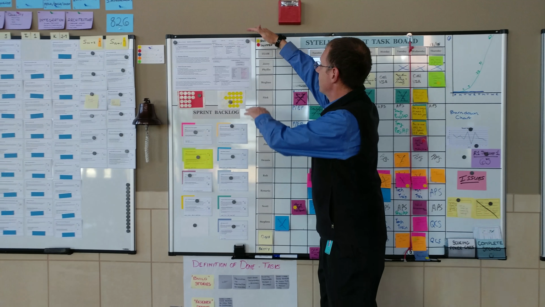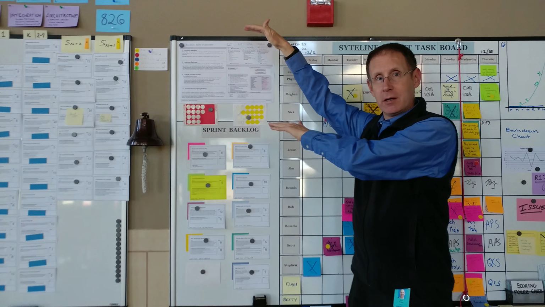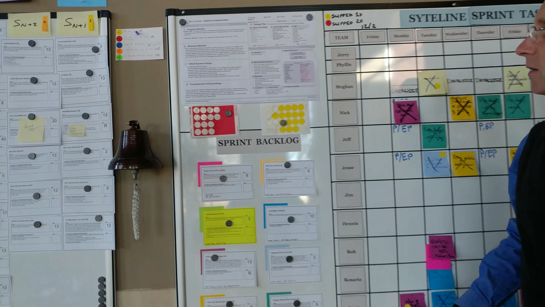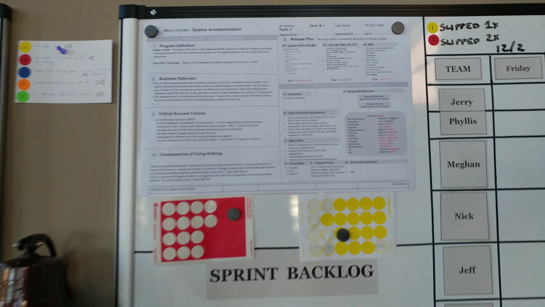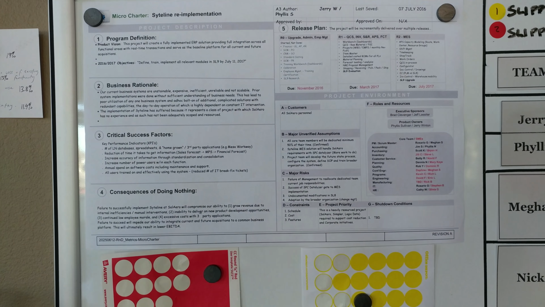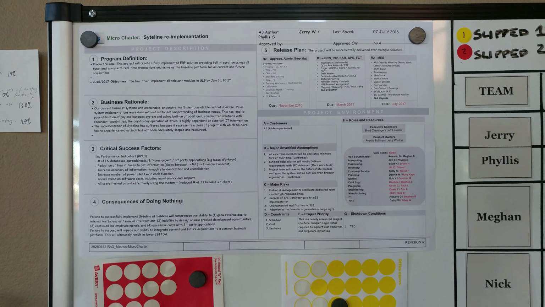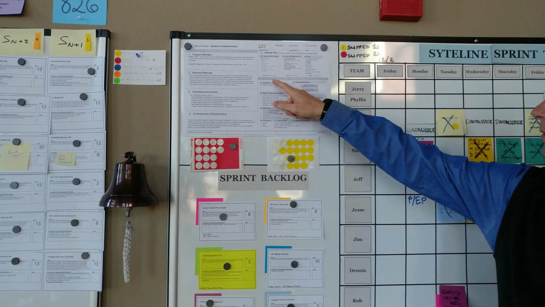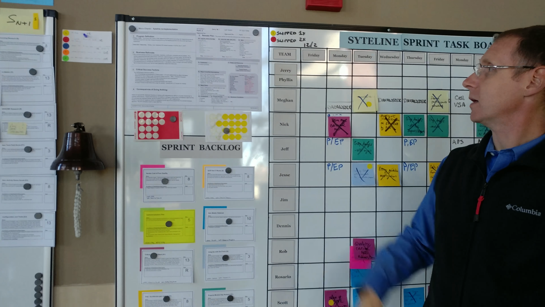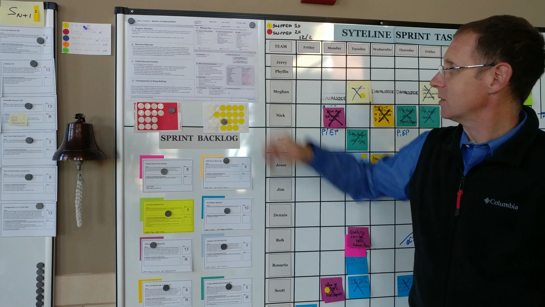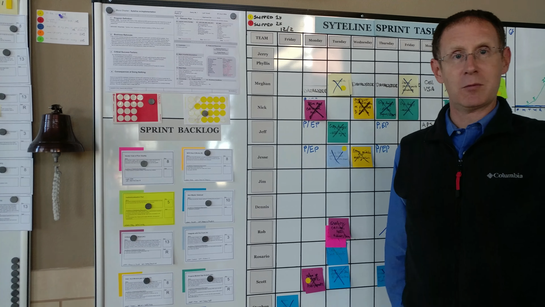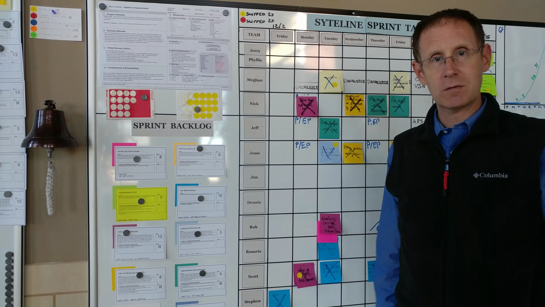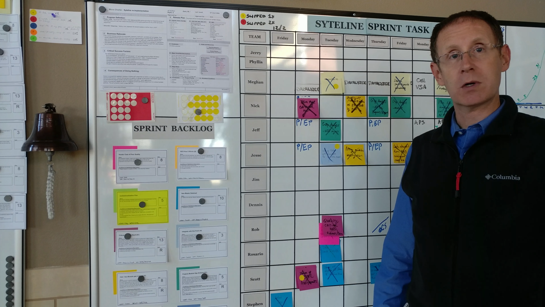So we start off, they have a micro charter, a single page document that kind of outlines what it is they want to accomplish, the program definition, the business rationale, critical success factors, the implications, and their release plan, what it is they intend to accomplish over each 3-month period. Also the environment of the project, who's on the team. This is the first document that they create. It just kind of sets the foundation for how this product development team is going to work.